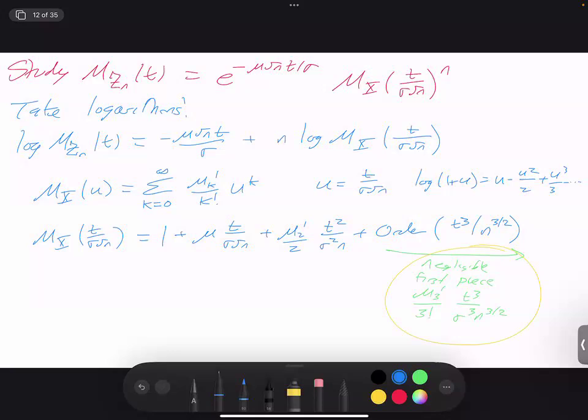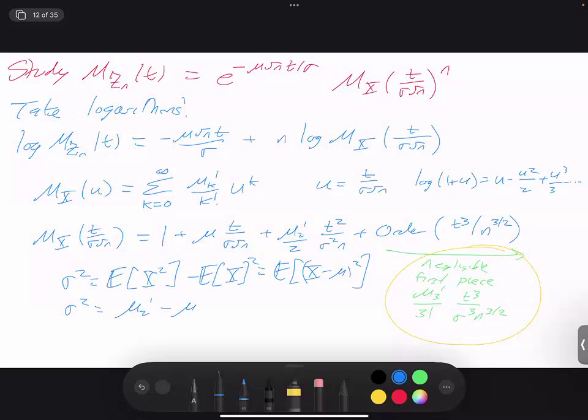And then it's worth noting that sigma squared is the expected value of x squared minus the square of the expected value of x, which is just the expected value of x minus mu squared. This is a standard probability calculation. If you just expand this out, you can show that this identity is true. So what this is saying is sigma squared is the second uncentered moment minus the square of the mean, or the second uncentered moment is just sigma squared plus mu squared. And that's going to be useful for substituting what is mu2 prime.